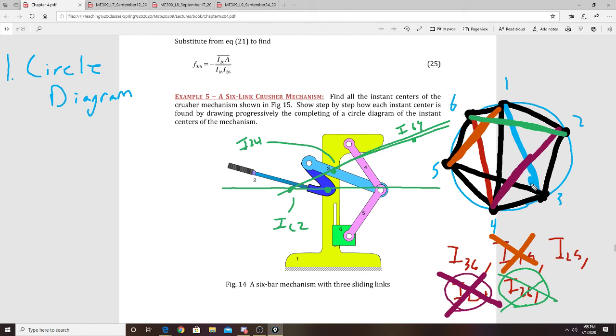Or 3-6 is right here. So let me see actually how you would do that one. So if you did this right here, you could use this triangle as one, and then you could use 4-6 and 3-4.